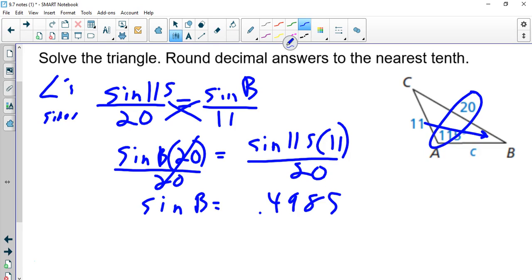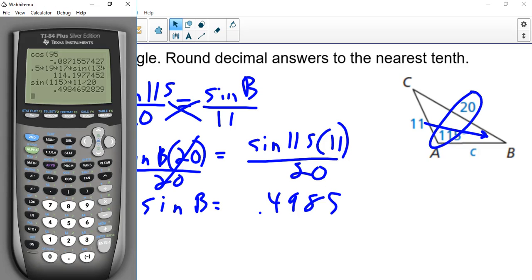But remember, we don't know what the angle is. And we learned the other day, when we're trying to find the angle, we take the inverse sine. So I'm going to take the calculator now and do inverse sine of 0.4985.